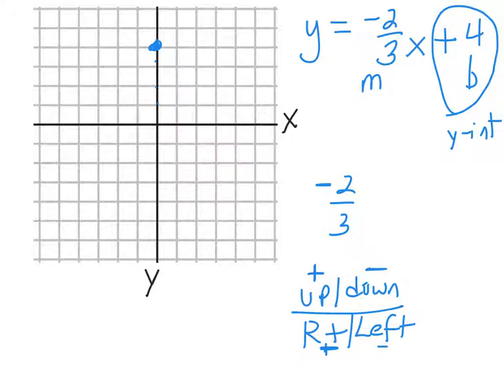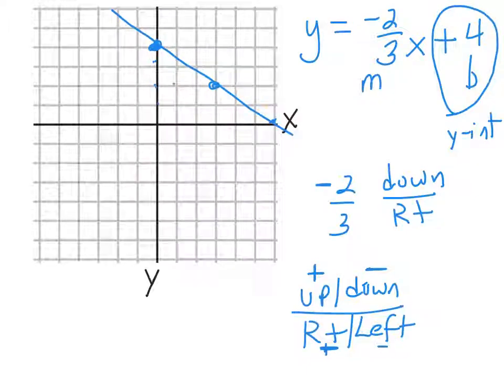So what we have here is a negative 2, so we're going to go down. We have a positive 3 on the bottom, so we're going to go right. So from that dot that we have on our graph, we're going to go down 2 and right 3. So down 2 and right 1, 2, 3, put a dot, down 2, right 3, put another dot. All right, we're going to do one more.